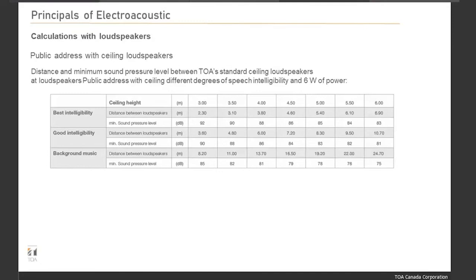It just tells you that the top 2 lines are for best intelligibility. Then if you want good intelligibility, it's the second set of lines, and then just for background music, which is a little more forgiving, that's the bottom 2 lines.